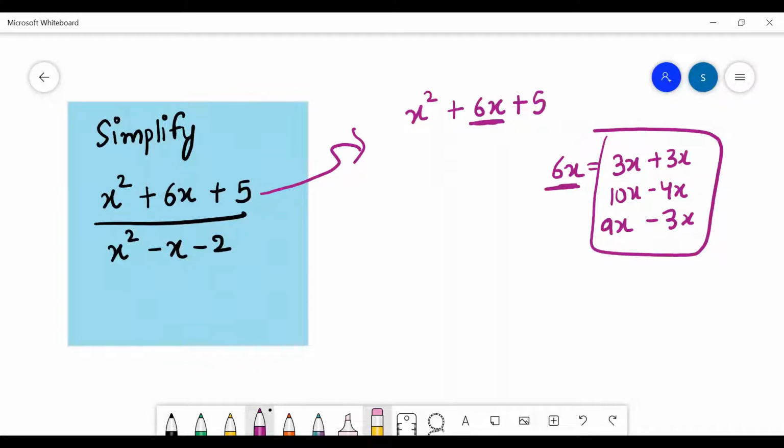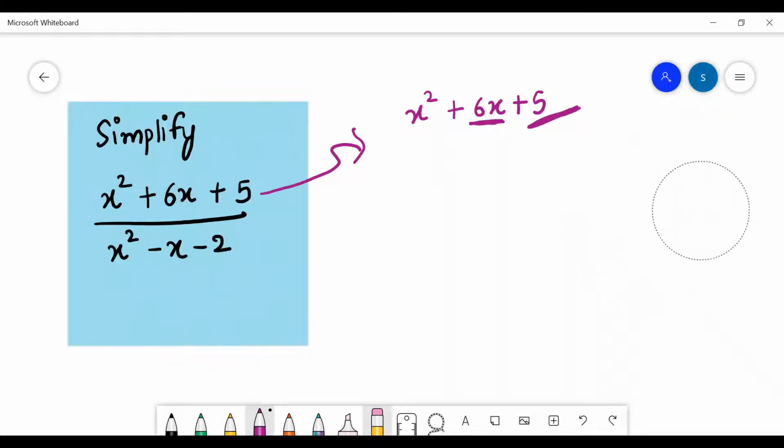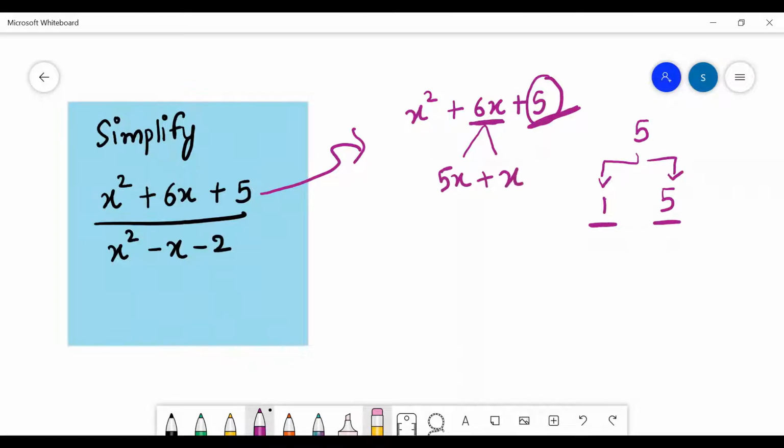So how do you choose which combination of numbers should you take? It all depends on the third term. This is very important, guys. So look at the third term. This is number 5, right? Take the factors of 5. What are the factors of 5? You only have two factors, 1 and 5, right? So use these numbers 1 and 5 to split 6x. So how do you do that? You write 6x as 5x plus x.